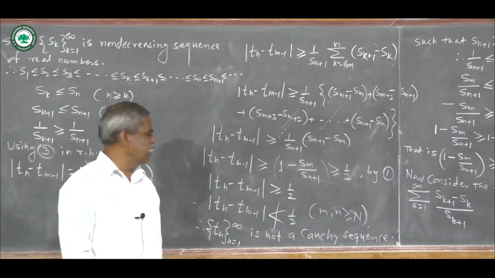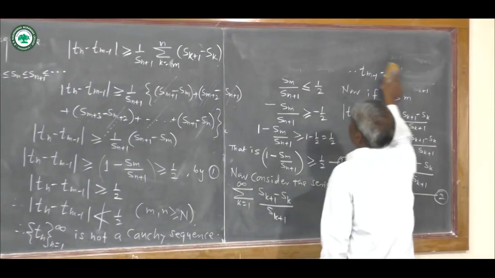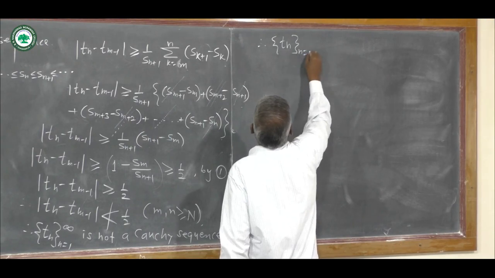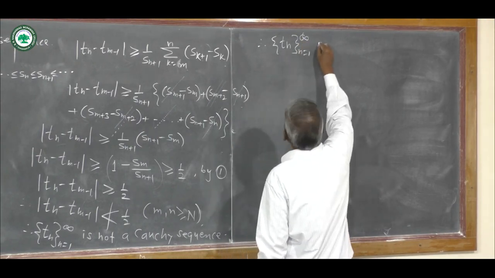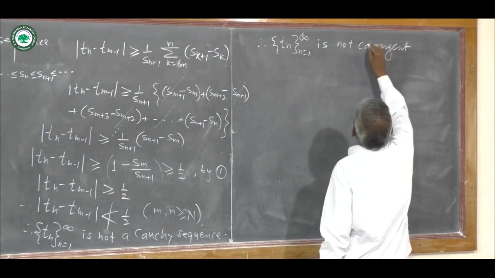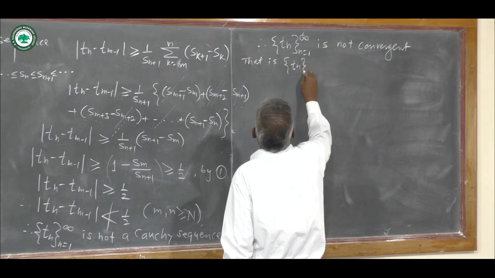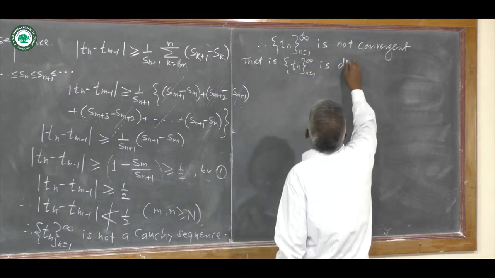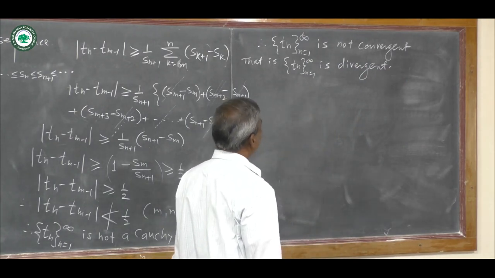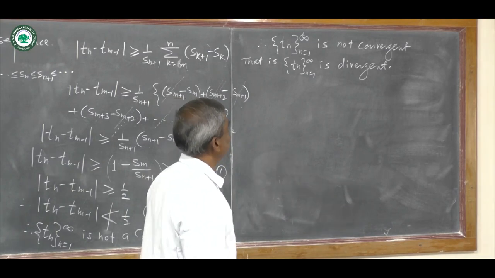Therefore, sequence Tn, n is equal to 1 to infinity, is not convergent. That is, sequence Tn is divergent. Therefore, by definition of divergent series, the corresponding series, summation k is equal to 1 to infinity of S suffix k plus 1 minus Sk upon S suffix k plus 1, is divergent.